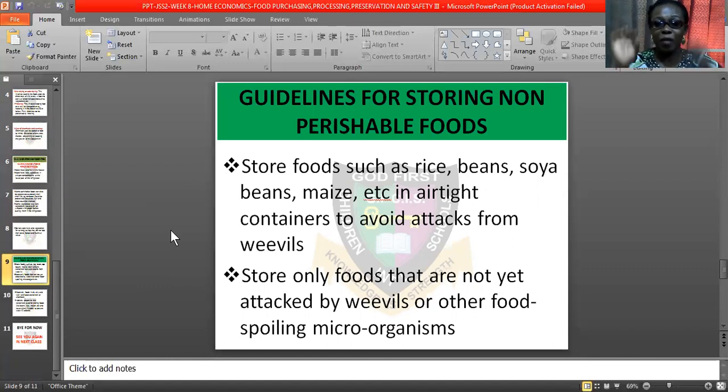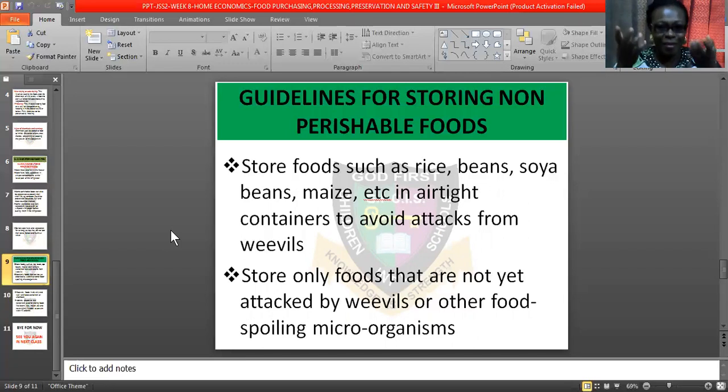These non-perishable foods are those foods that cannot spoil easily. How do you store them? Store foods such as rice, beans, soya beans, maize in airtight containers to avoid attack of weevils. Do you understand? Those that use chemical in preservation are those farmers that cultivate these things in large quantity. Do you understand? How many containers do you want them to buy? They can buy containers. But me and you that are consuming it, when I buy maybe 1 bag of rice or half bag of rice, I need to put it in a container, tie it very well so that weevils will not enter, especially beans, corn.